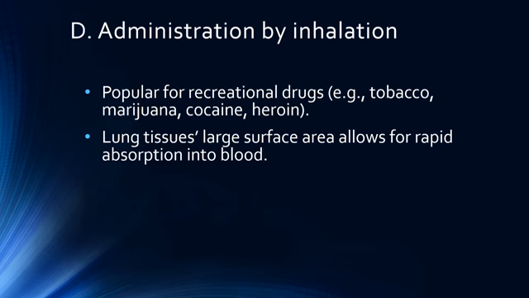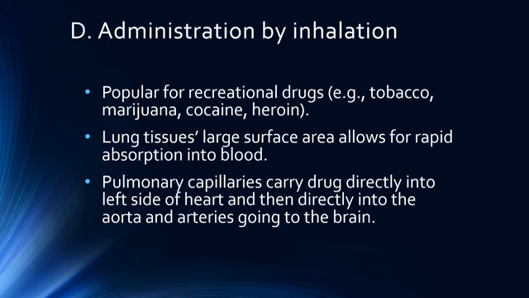The lung tissue's large surface area allows for rapid absorption into blood. The pulmonary capillaries carry the drug directly into the left side of the heart, and then directly into the aorta and arteries and go right to the brain. So very, very rapid onset.